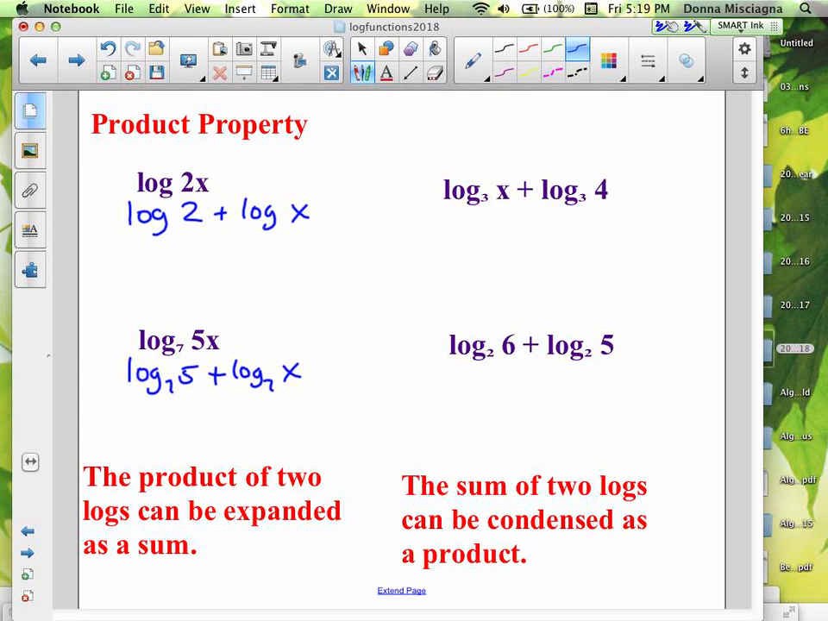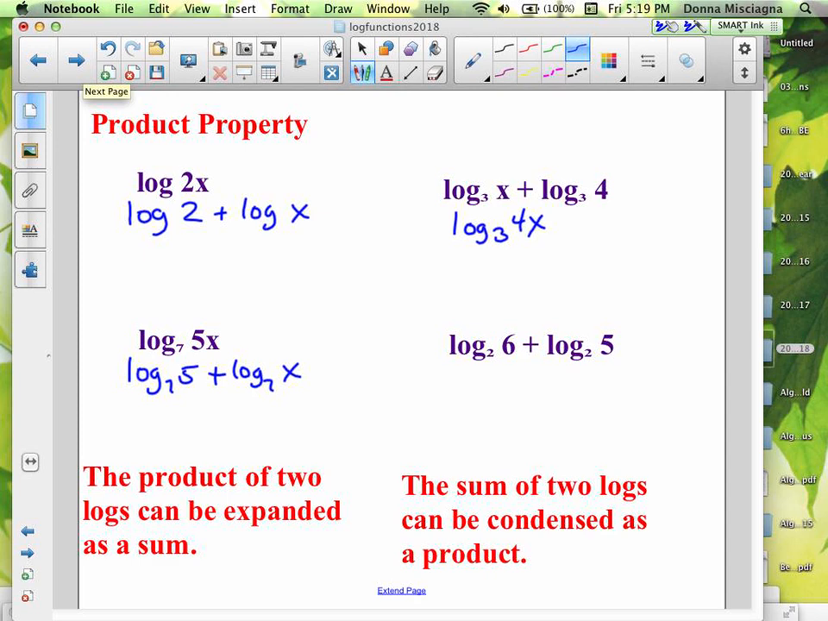All right, and we can condense that as a product. So I can write that as a single log. The sum of two logs or more can be rewritten as the log of a single product because they are the same. When we add the exponents, it's the same as the exponent I get from that single product. All right, so log base 3 of x plus log base 3 of 4 can be rewritten as log base 3 of 4x. I could have put x4, but that's not normally how we write when we have a number times a variable. We usually put the number first.